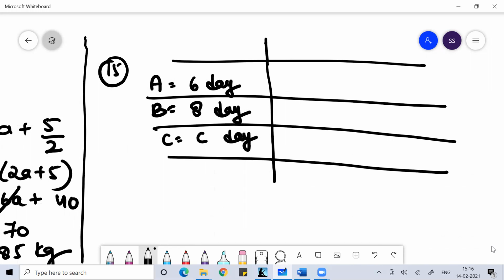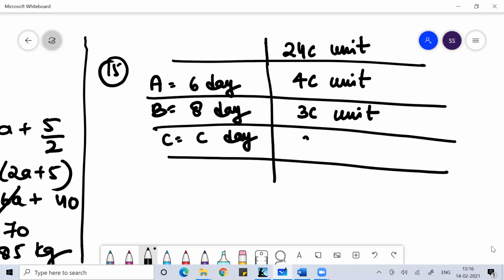Take the LCM of 6, 8, and C. What is the LCM of 6 and 8? That is 24. So let the work be 24C units. If the work is 24C units, then A can do the work in 6 days. So every day, how many units of work does A do? That is 4C units of work. Every day, B will do 3C units of work, and every day C does 24 units of work.